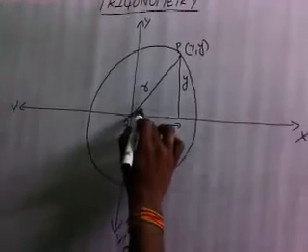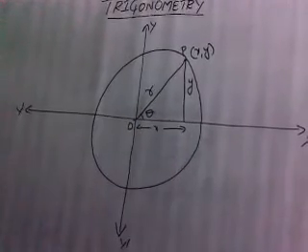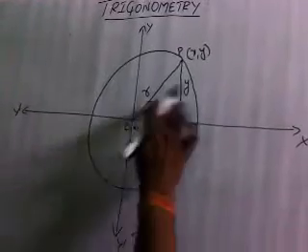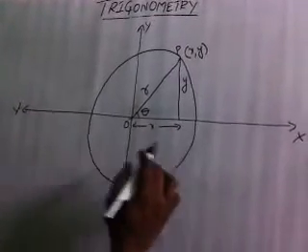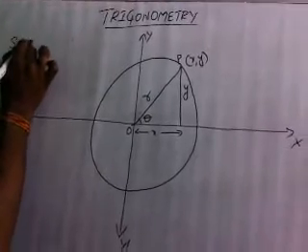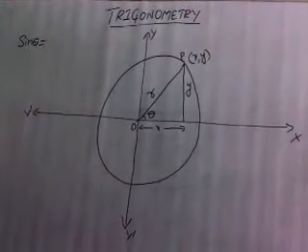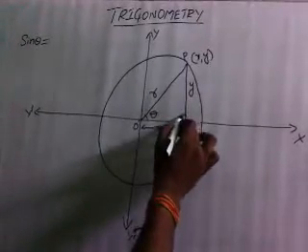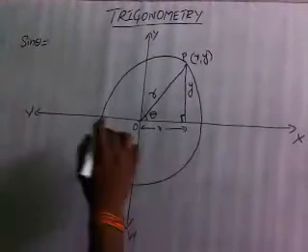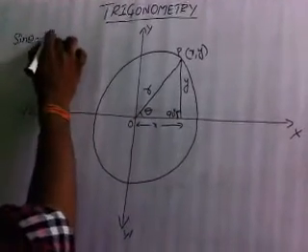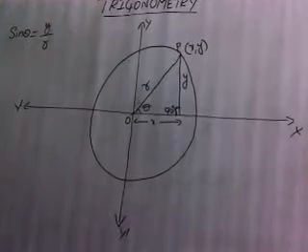This is angle theta. Now come to the first quadrant. In the first quadrant, sin theta is defined as the opposite side to theta by hypotenuse. This is the right angle triangle. Draw the perpendicular, 90 degrees. So y by r, hypotenuse.